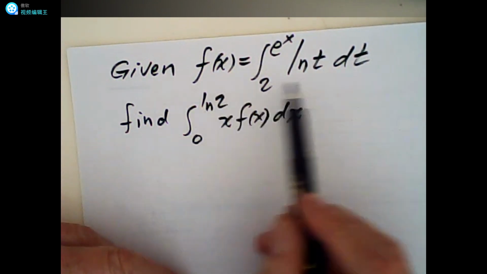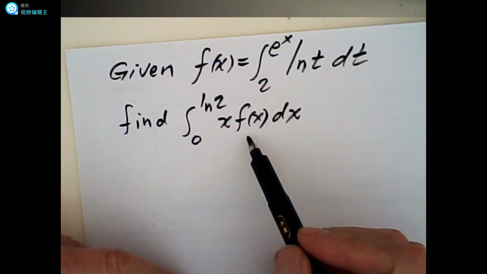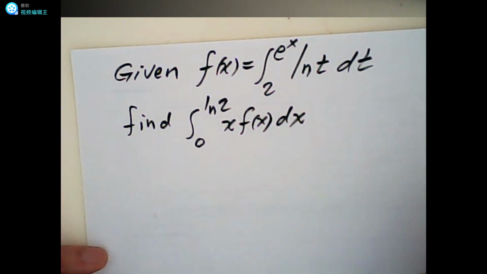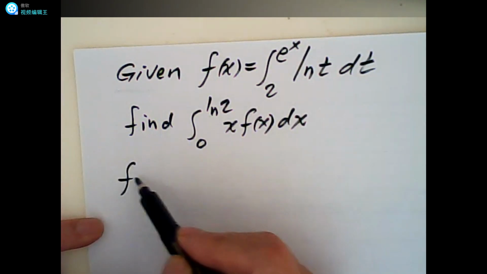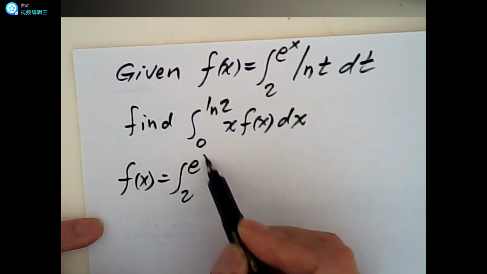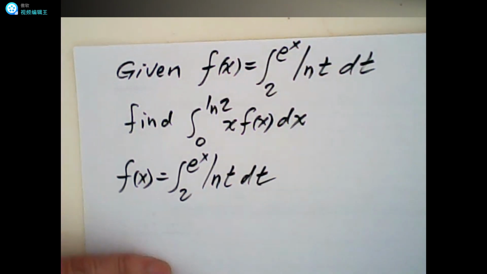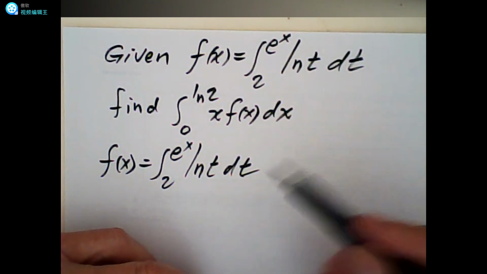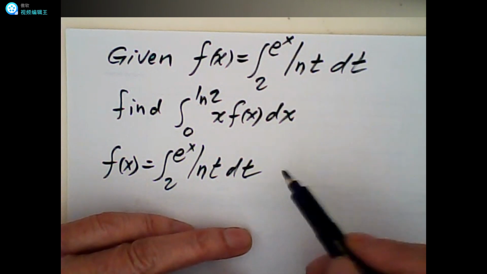It says that f of x is equal to this one. Then I find f of x and put it into this integral, and then I find the result. That's method one. So I start with f of x equal to the integral from 2 to e to the x of log t dt. Now I omit some details, but I believe that you have done those things.